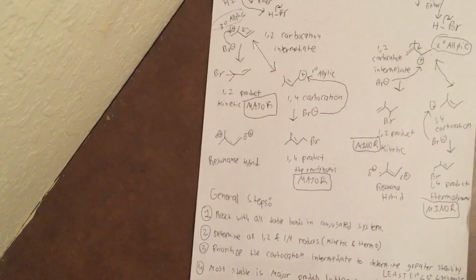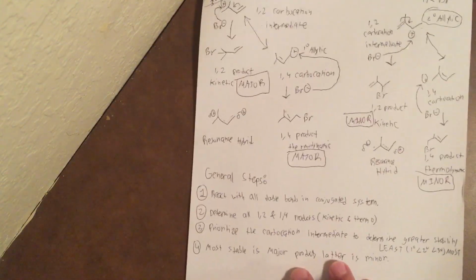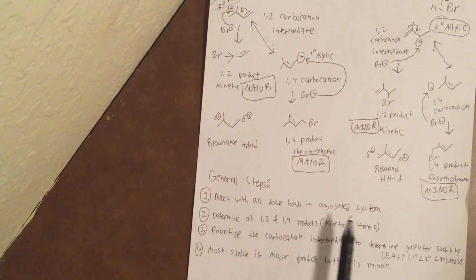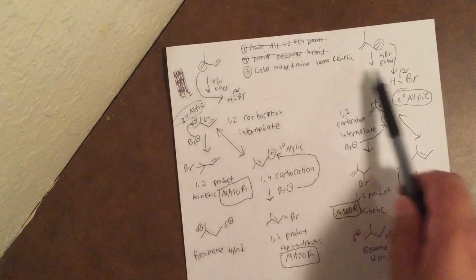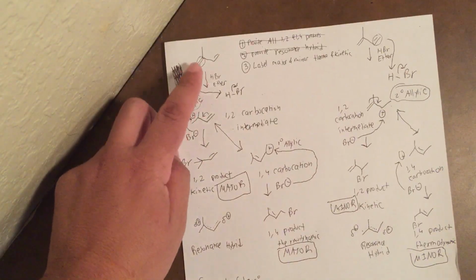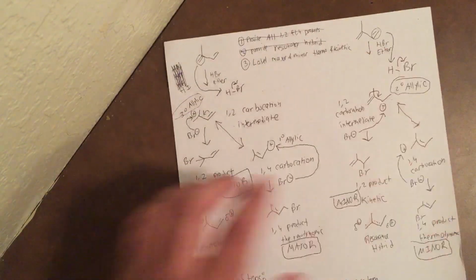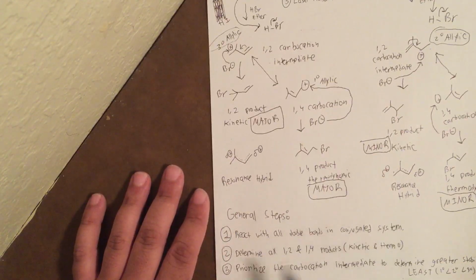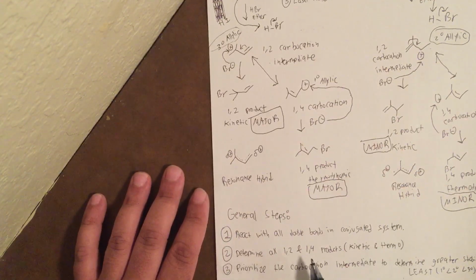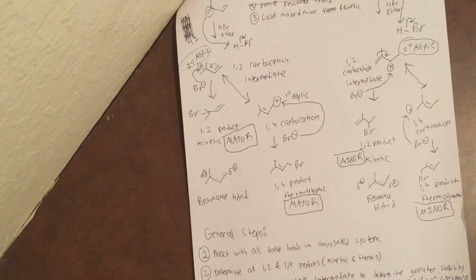I'm rambling too much. Here are general steps that help me. First, I like to react with all the double bonds in the conjugated system. So that's what we did up here. We have the original compound, and I reacted it first with this double bond, and then I reacted it with this double bond. And then we wrote down all of the possible products right here. That would be step 2. We determined all of the 1,2 and 1,4 products, and that's what we did right here.